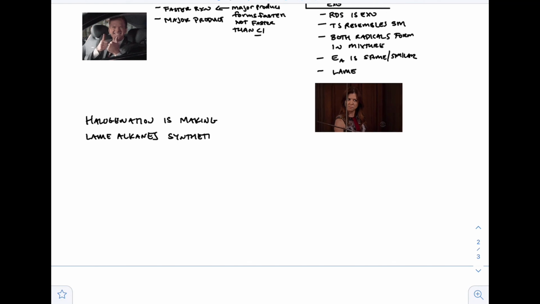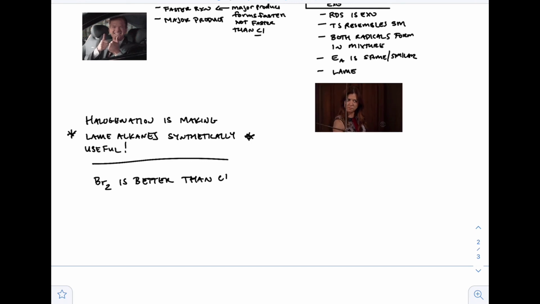All right, so just real quick, halogenation is basically making lame alkanes synthetically useful because remember, like last semester, all we did was we started to move into a lot of synthesis problems, and we always started with something that wasn't an alkane because alkanes are essentially non-reactive, right? And so, as far as we were concerned last semester, but now we got something. Okay, halogenation can make them useful now because it makes them into haloalkanes, and we can make all kinds of stuff from there. Okay, also, Br2 is better than Cl2.